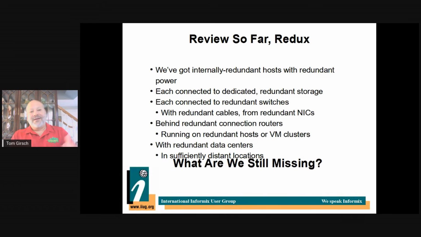So now, internally redundant hosts, redundant power, dedicated redundant storage, redundant switches, redundant cables, redundant NICs, redundant connection routers, redundant hosts or VMs, redundant data centers in sufficiently distant locations. This has got to be good enough. What are we still missing?